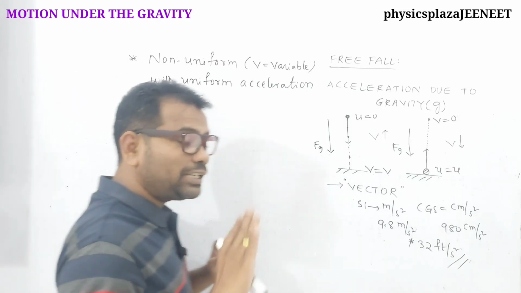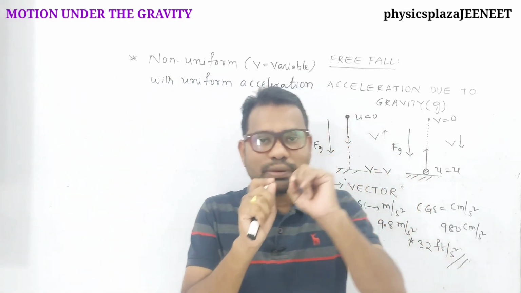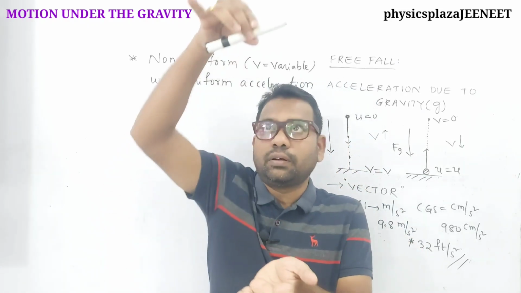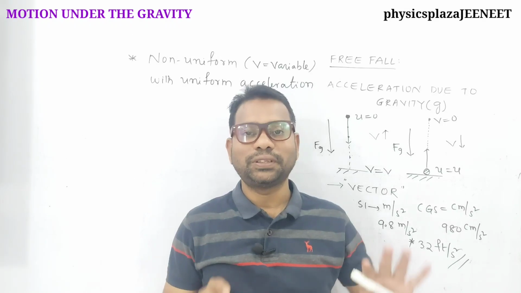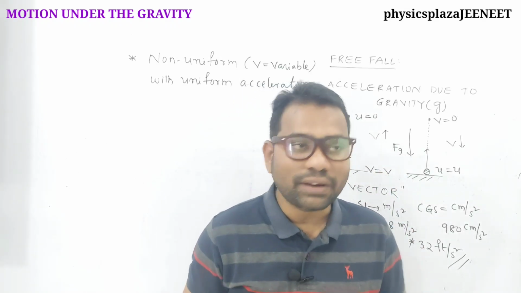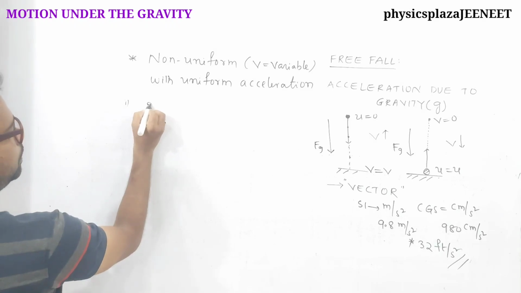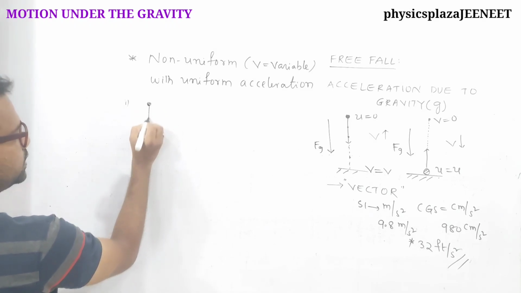Fine. And there is a misconception. There is a small misconception. So many students think that motion under the gravity means just falling in the downward direction. No, there are three cases under motion under the gravity. So children, that is the first case, children. So here, body falling downwards.